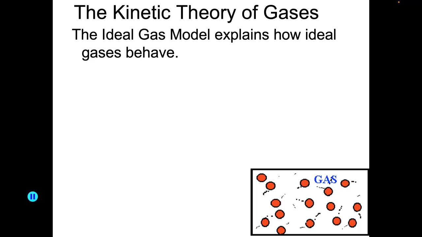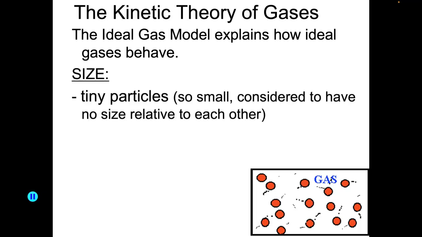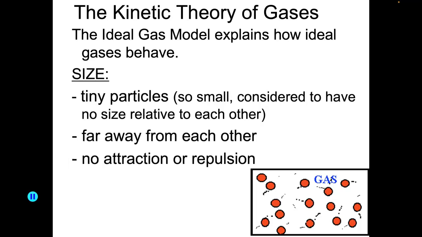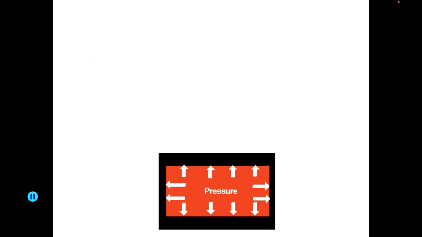And so first we have to understand what an ideal gas is, and how gases behave in a little more detail than what we've learned before. First we're going to talk about size. We know that they're tiny particles. They're so small they're considered to have no size relative to each other. And they are far away from each other. They're spaced out. They sometimes collide, but they're very small particles that are spaced out quite a ways from each other. And they have no attraction or repulsion. So they're not positively or negatively charged where they're attracted to each other or pushed away from each other.